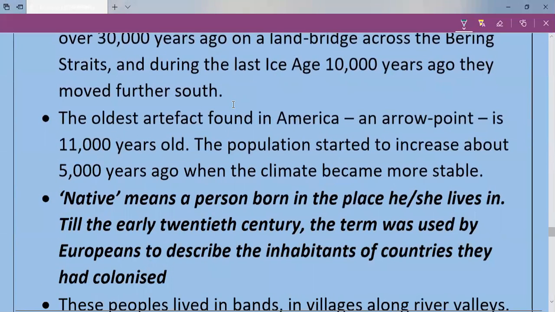Now, the oldest artifact, the oldest material remain. Artifact means the material remain. Discovered in America, an arrow point, an arrow which is 11,000 years old. That means human beings existed thousands and thousands of years ago. The population started to increase about 5,000 years ago when the climate became more stable. As we learned, these countries, the Americas, are in the extreme northern hemisphere, so the climate was not favorable, and we are talking about the ice age. So you can imagine how the condition would have been. Okay, very, very cold, unfriendly climate. And so population started increasing only about 5,000 years ago.